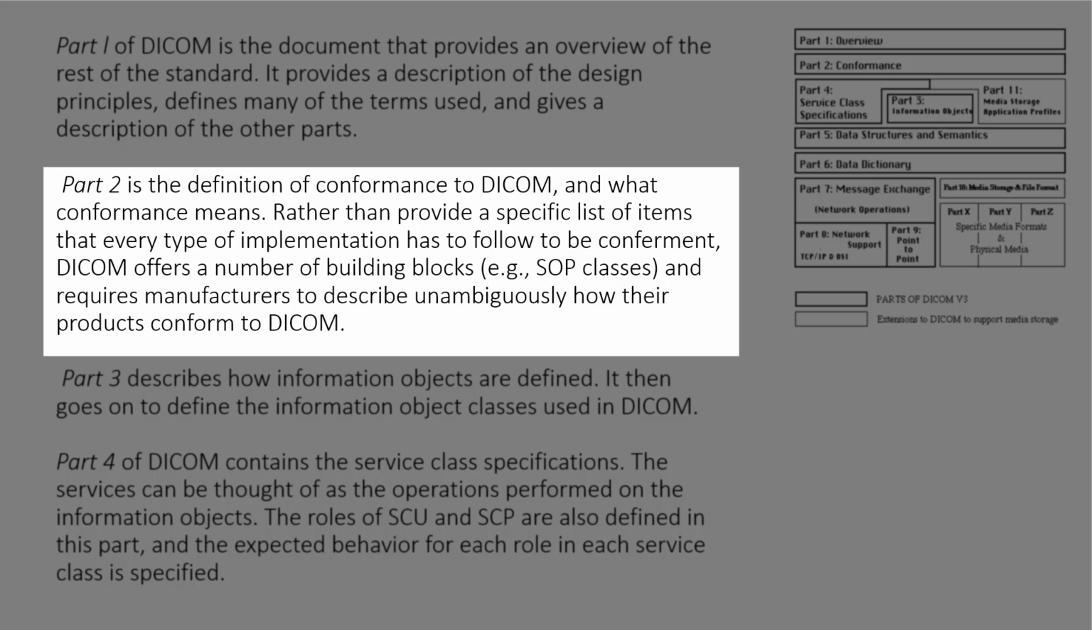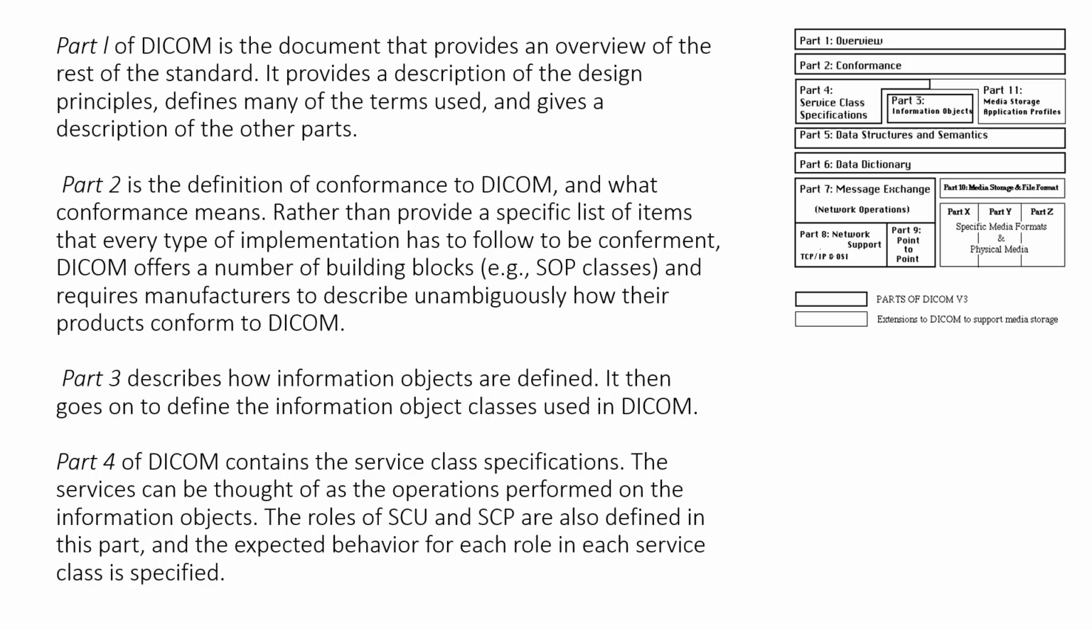Part 2 is the definition of conformance to DICOM and what conformance means. Rather than provide a specific list of items that every type of implementation has to follow to be conformant, DICOM offers a number of building blocks such as SOP classes and requires manufacturers to describe unambiguously how their products actually conform to DICOM.